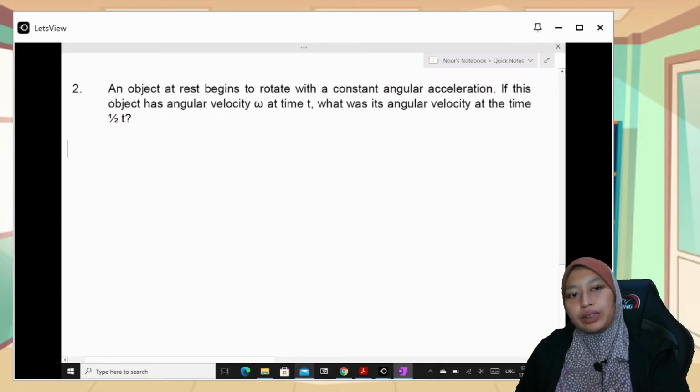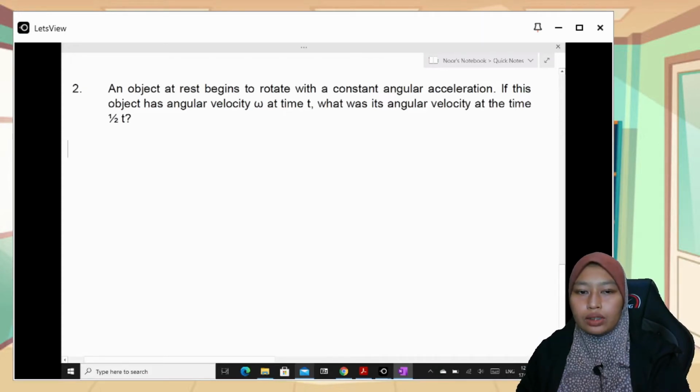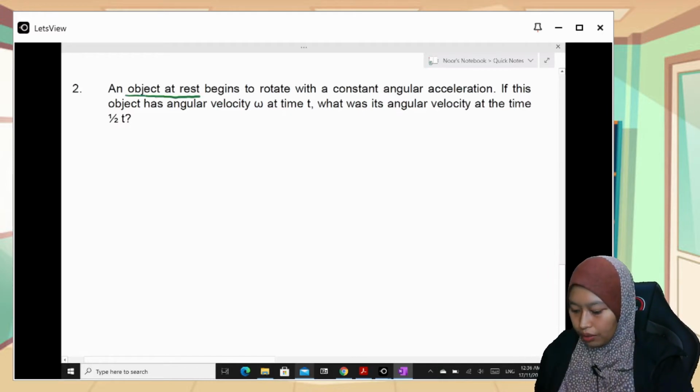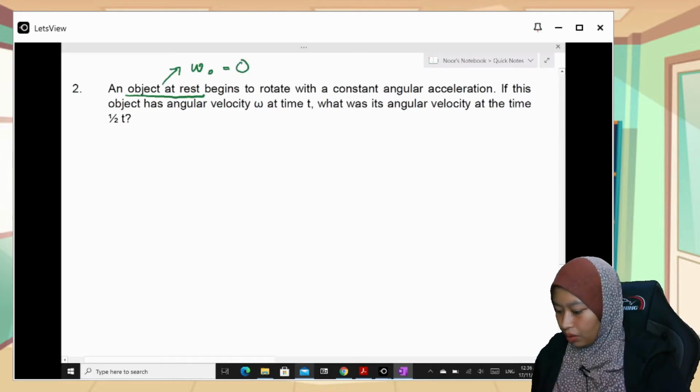Right, let's see number 2. An object at rest begins to rotate with constant angular acceleration. If this object has angular velocity omega at time t, what was its angular velocity at time half t? The keyword here is object at rest. Object at rest means omega naught equals zero.